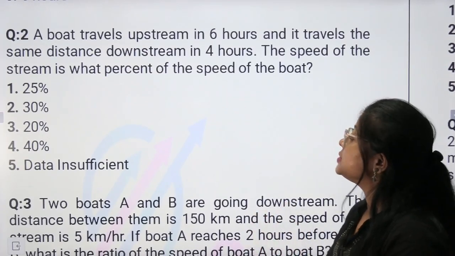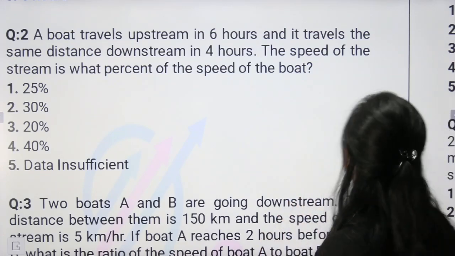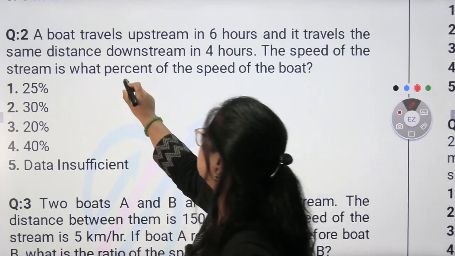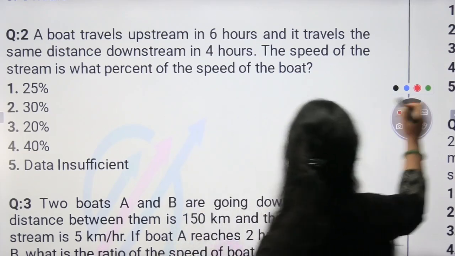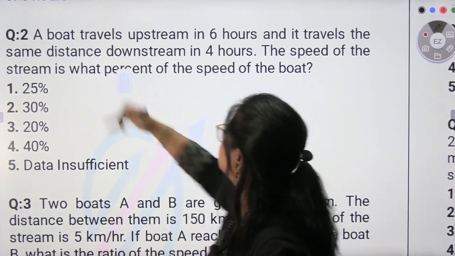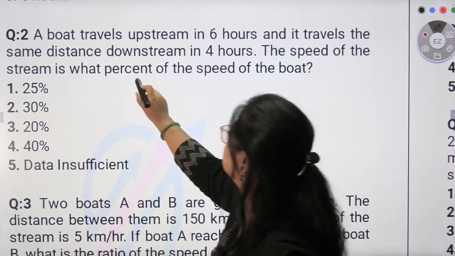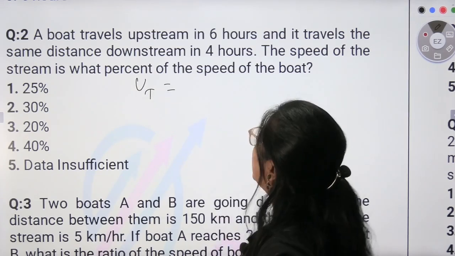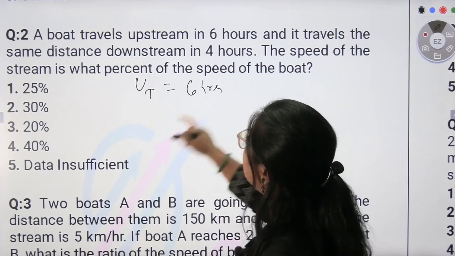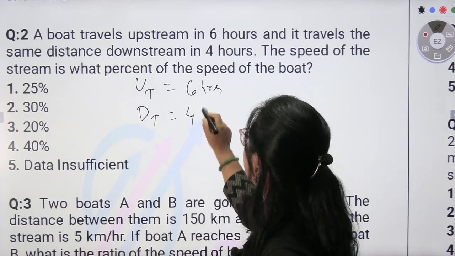a boat travels upstream in 6 hours and it travels the same distance downstream in 4 hours. Fine. So you were given upstream time, isn't it? So you were given upstream time as 6 hours and your downstream time is 4 hours.